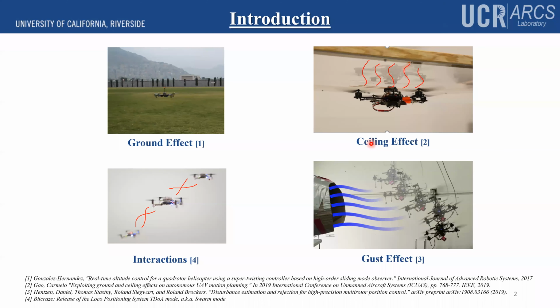This work is motivated by the fact that robots increasingly venture outside of the lab. When they are interacting with the environment, they can easily be affected by the uncertainties generated by the environment, like the ground effect, the ceiling effect, the gust effect, and even the interactions among agents.